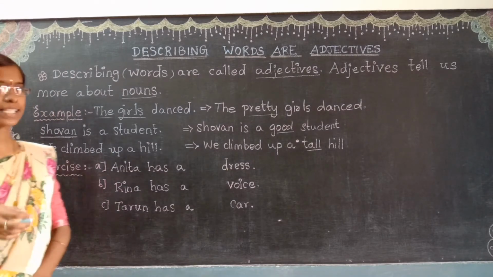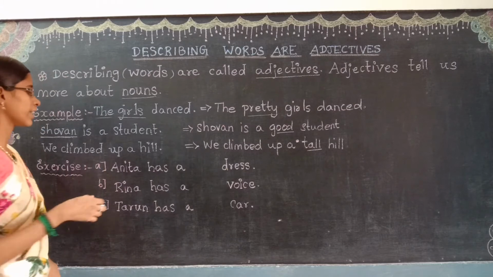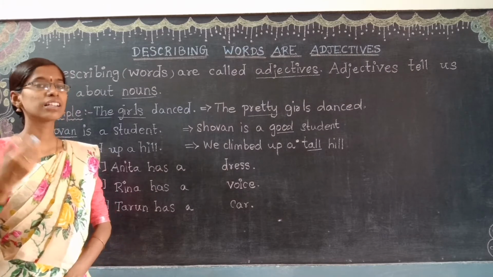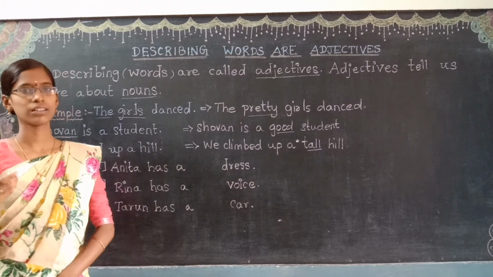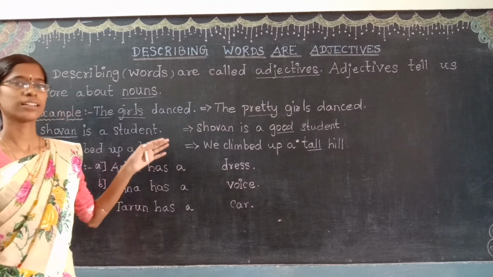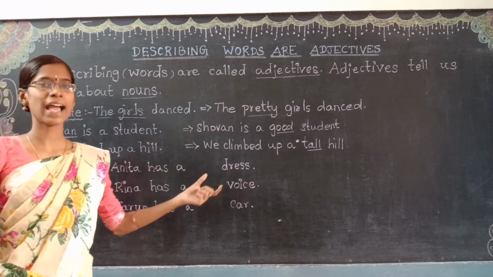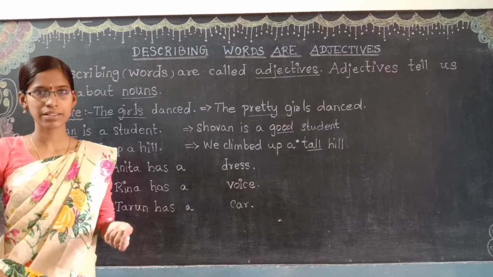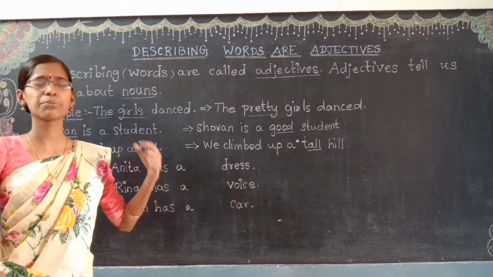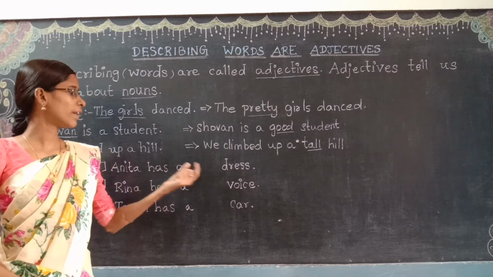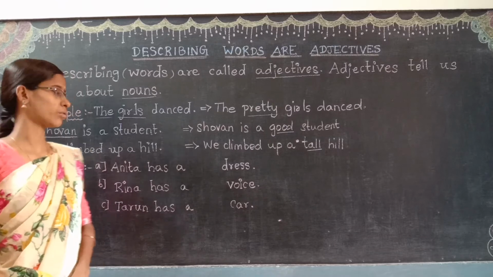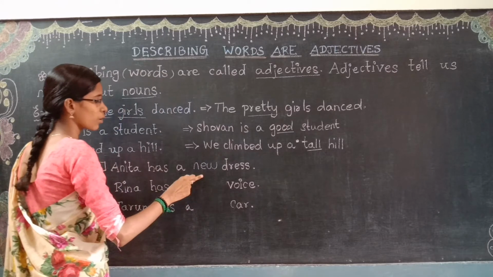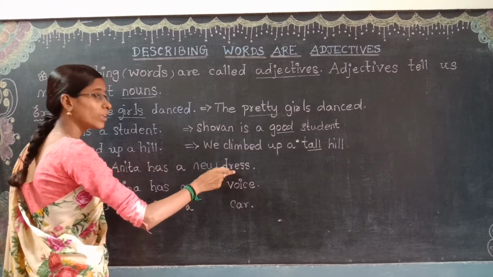Now coming to the exercise, so see the exercise is given here. Anita has a dash dress. So now we are going to create an adjective to this. Are you ready? So just give a try. Okay, Anita has a dash dress. So we can add any adjective word like she had a new dress, or she had an old dress, or she had a beautiful dress. Anything, the word which comes here, it is an adjective. Okay, Anita has a what? New dress. Why here am I using new? Because it describes the noun dress.